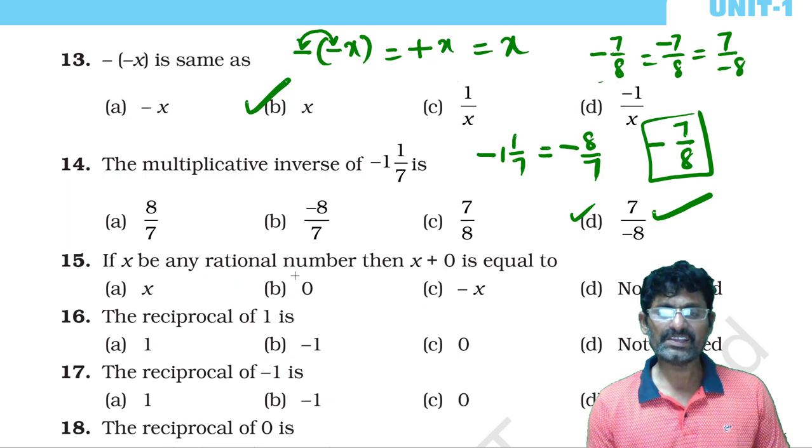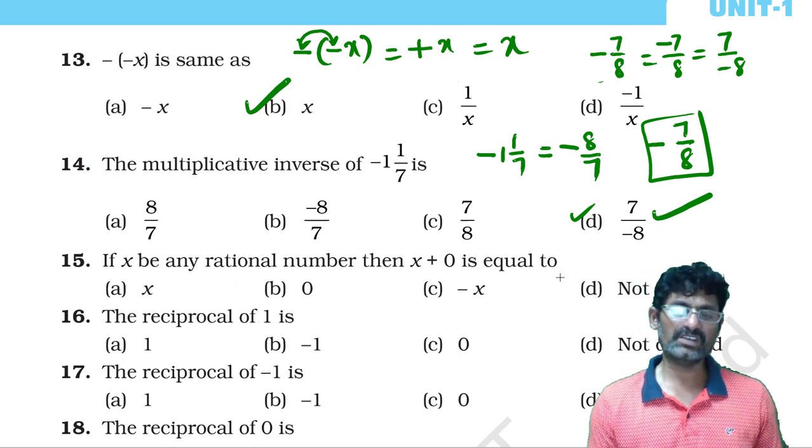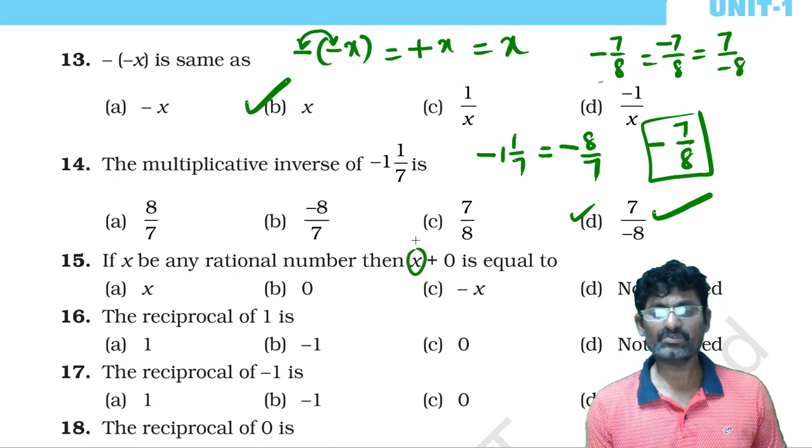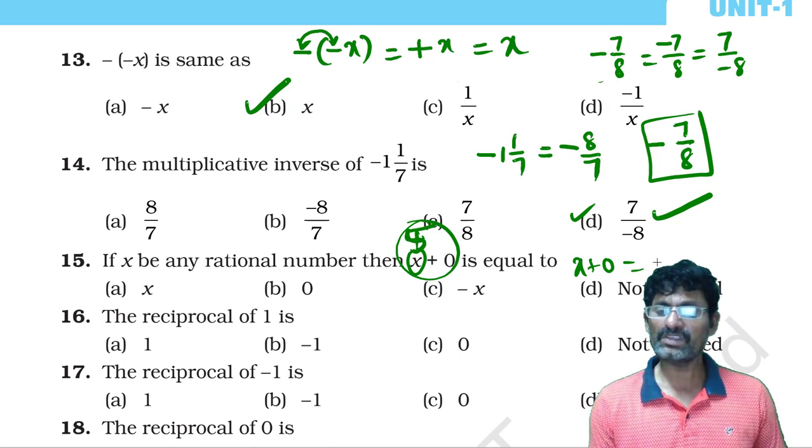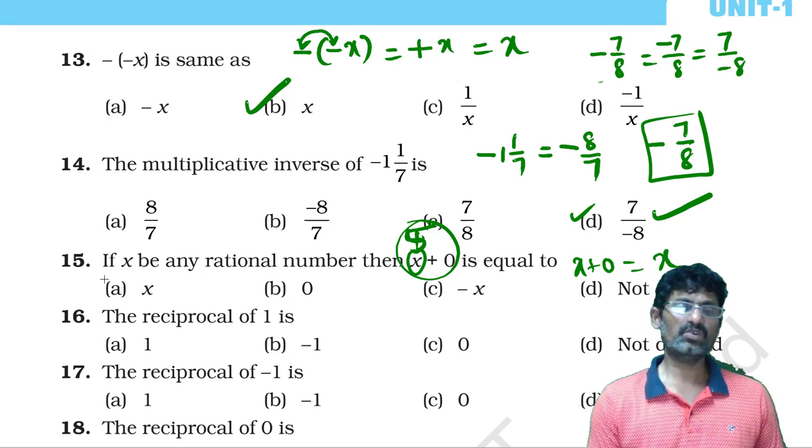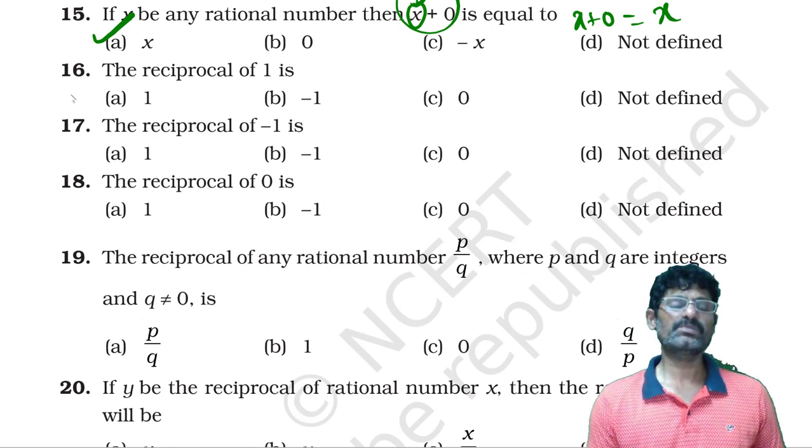If x be any rational number, then x plus 0 is equal to, we know that, suppose in the place of x we have 4. Then 4 plus 0 is equal to 4. Suppose we have 5 here, 5 plus 0 is 5. So in general, x plus 0 will be equal to x again. So option A is correct. Now let us move on to the 16th problem.